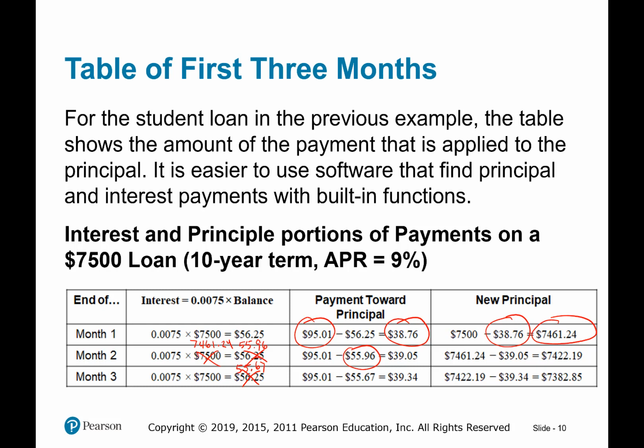So now I subtract that $55.96 from my payment amount, which is again $95.01. And so now the new amount that's going towards principal is a little higher. So now I'm going to subtract $39.05 from my previous balance of $7,461.24. And now my new principal balance is $7,422.19. And then of course, month 3, the same thing happens. Okay. And so this is the way how you pay down an installment loan. This is the way it works.